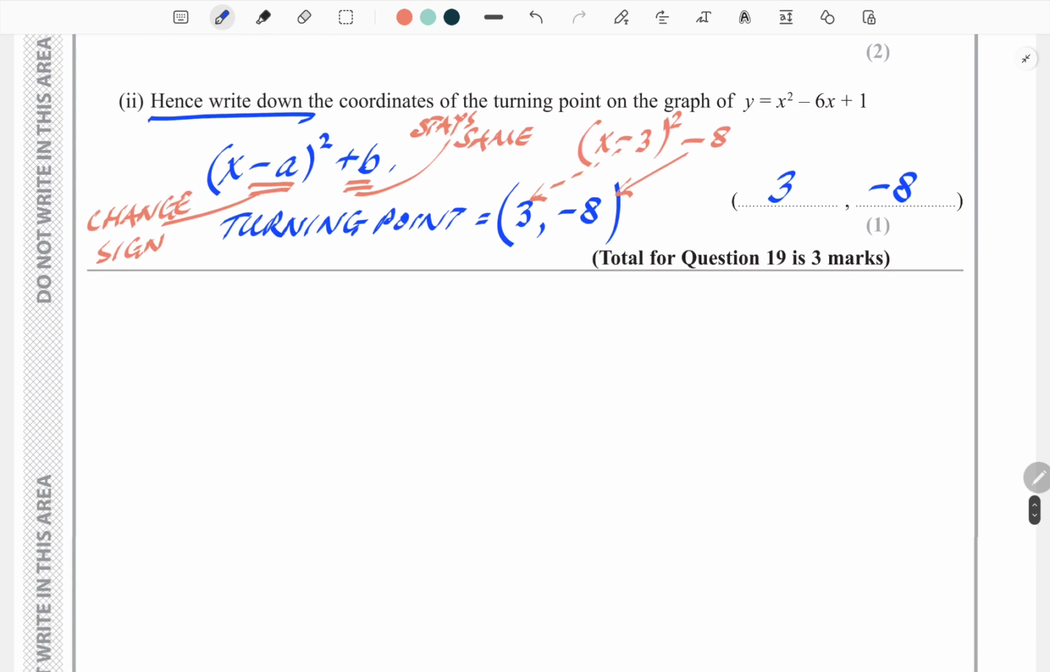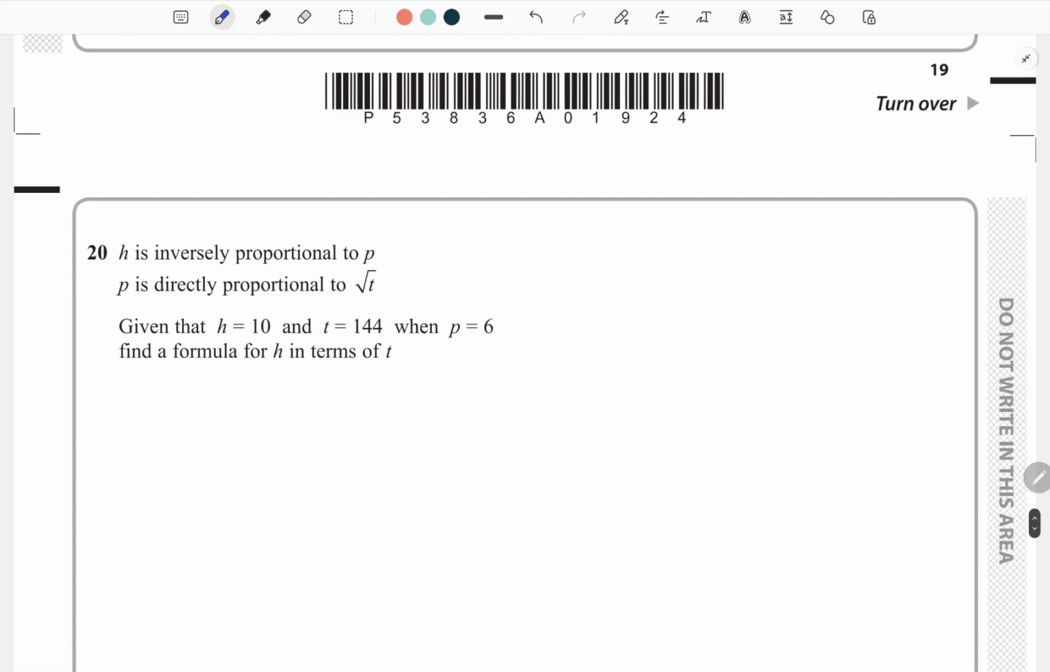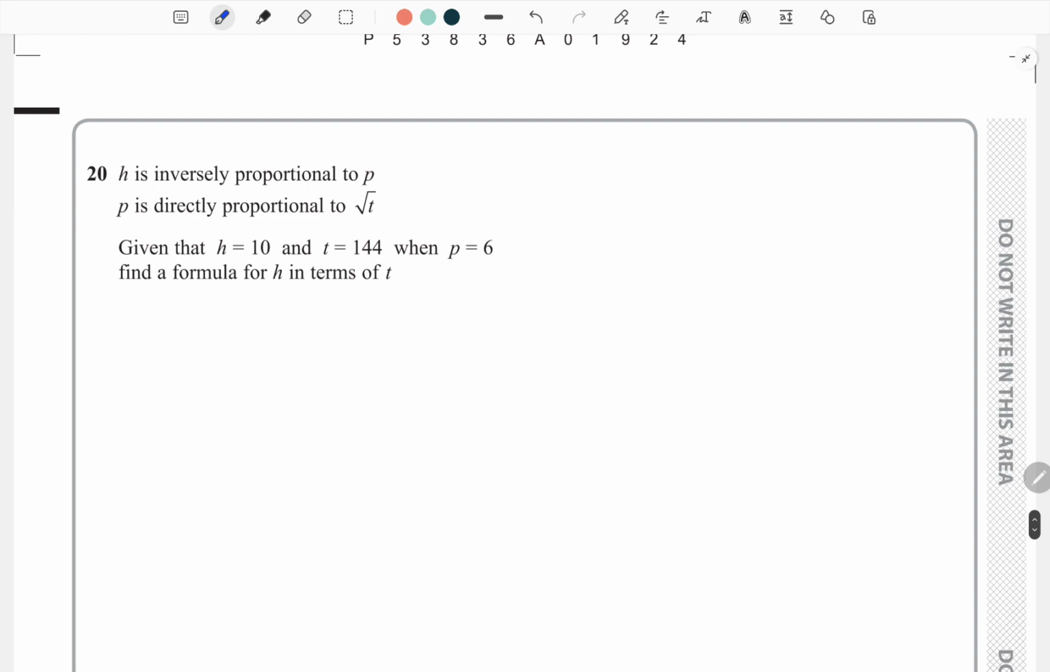There we go. Right. Proceed as quickly as we can. Try and wrap this up. Question number 20. H is inversely proportional to P. So inversely proportional means 1 over. H is inversely proportional to P. That gives us a formula that says H equals K over P. And then we have another one. P is directly proportional to the square root of T.